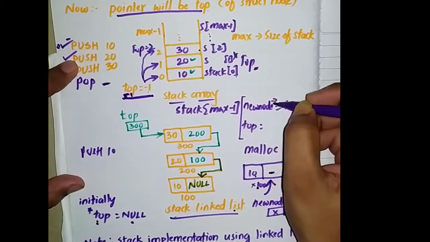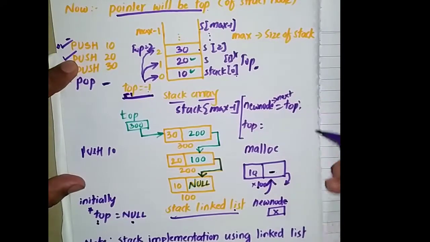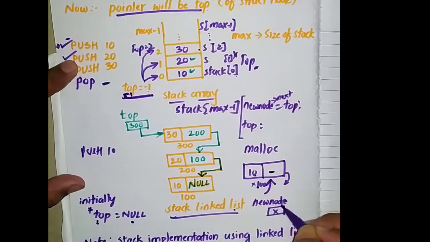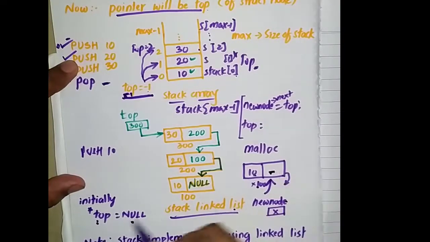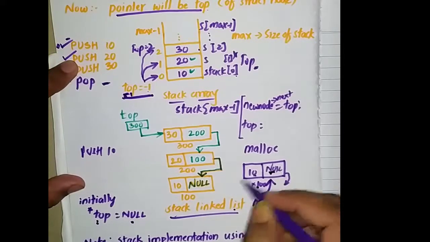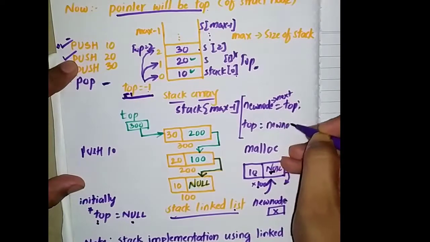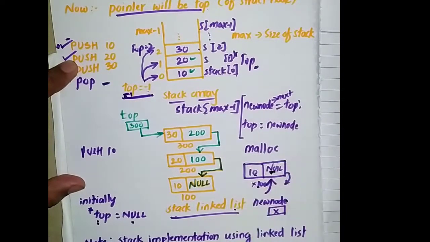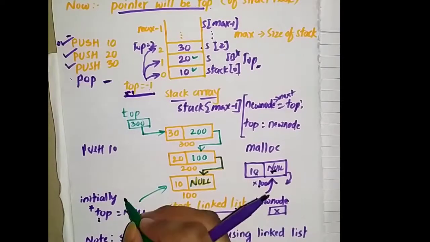New node next equal to top. So the new node pointer's next field should point to the top. That is null here initially, and then top should be equal to new node. Once the new node is taken into the stack, the top should point to it. So the new value of the top will be this one, that is 100.